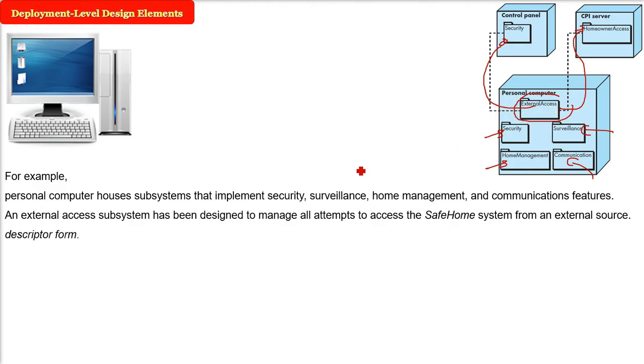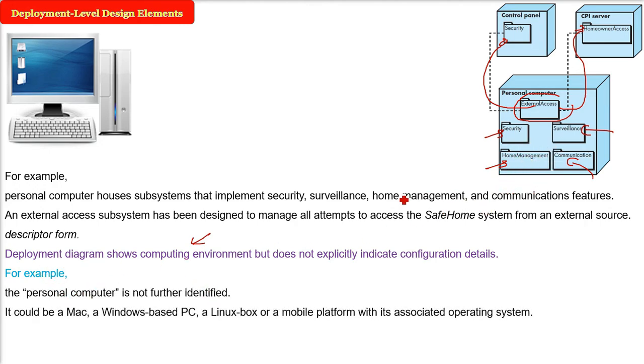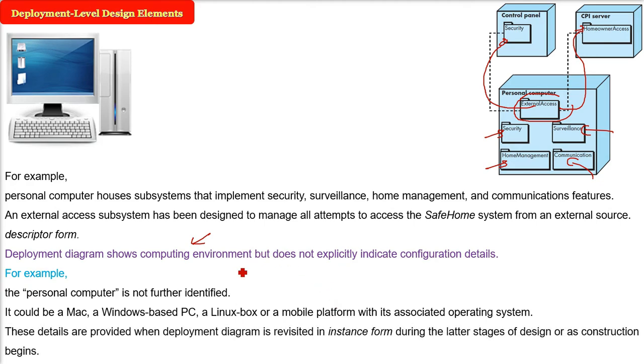So we will start with the descriptor form. This deployment diagram in the descriptor form shows the computing environment but does not explicitly indicate the configuration details. We don't give the configuration detail here. For example, the personal computer is not further identified. Why? Because it can be a Mac, it can be a Windows based PC, it can be Linux, it can be a mobile platform, it can have Android. So it can have its own operating system. So these details are provided when the deployment diagram is revisited in instance form. There will be another form, the instance form, during the later stage of the design, or even the construction phase when it starts. I hope you got the idea.